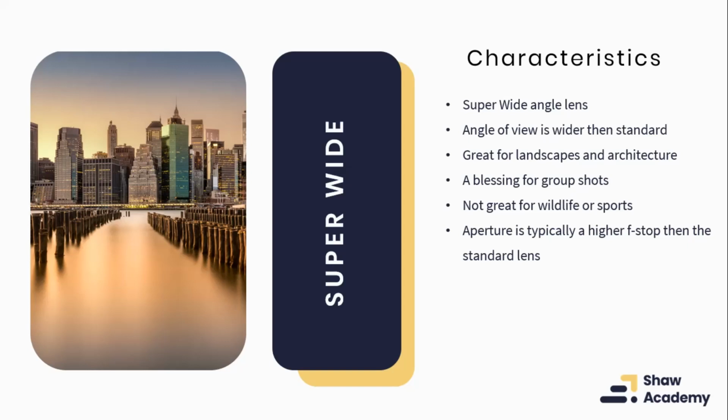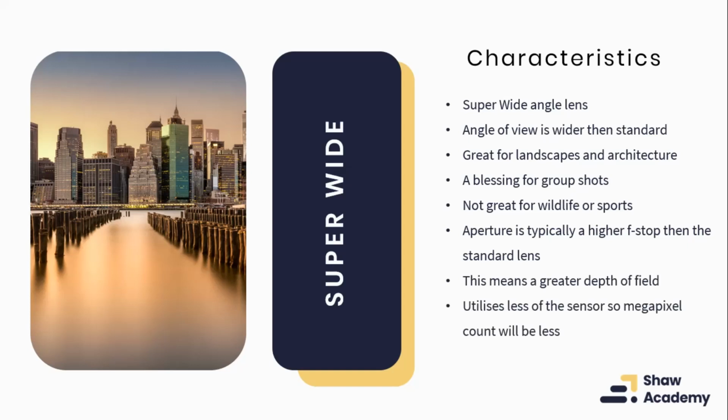And this is because we're trying to maintain a deep depth of field, because primarily wide angle lenses are used for landscapes where we want to keep everything nice and sharp the whole way through the image. This means a greater depth of field. It utilizes less of a sensor, so megapixel count will be less.